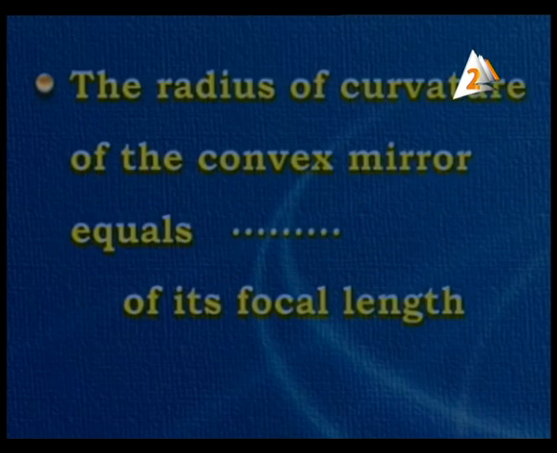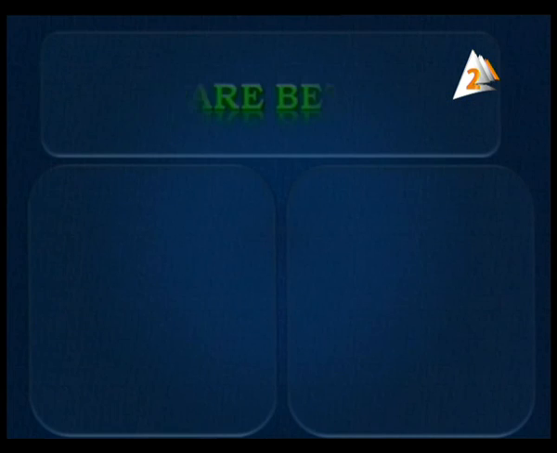My dear, what about the radius of curvature of the convex mirror, equal to what of its focal length? I need you to tell me about the radius now. The radius here is equal to double its focal length. It means the radius equals 2 times the focal length. In other words, the focal length is equal to half of the radius for each one of the convex mirror, convex lens, concave mirror, concave lens.